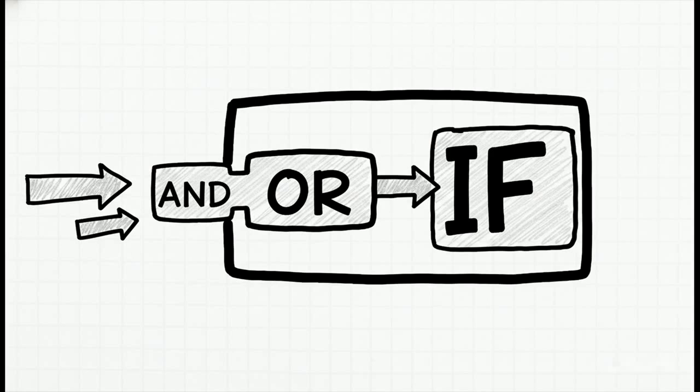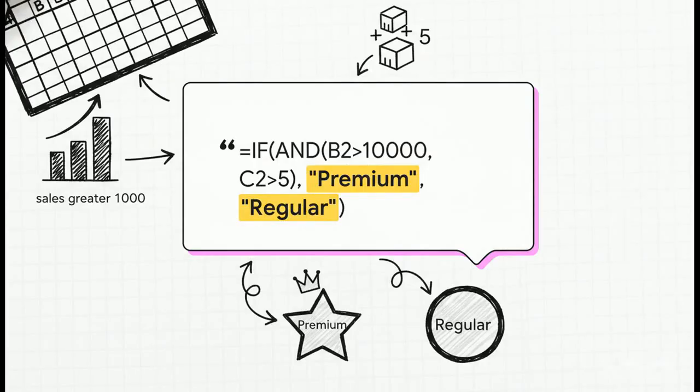You can actually put the AND or OR functions inside the IF function. This lets you check for multiple criteria at the same time before making a decision. For example, check this out. We're checking 2 things at once here.